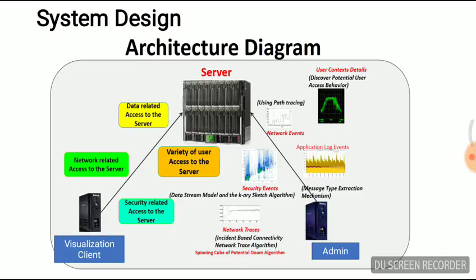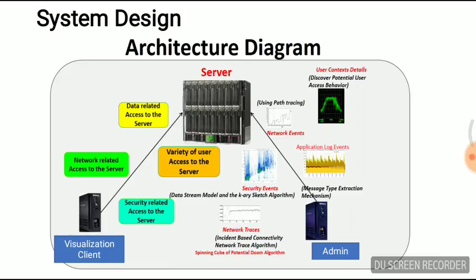The admin gives permission to allow the visualizing client network related access, security related access, variety of user access, and data related access to the server using path tracing. I'm using path tracing for last packet reads and writes. Packet received and sent status will be shown, and that is what I'm using path tracing for.